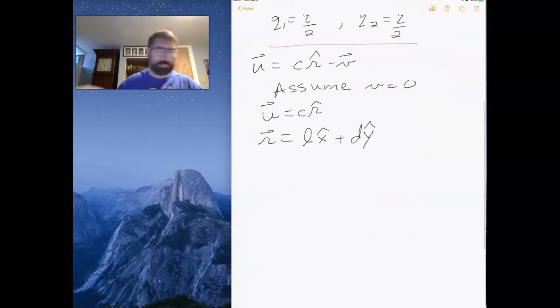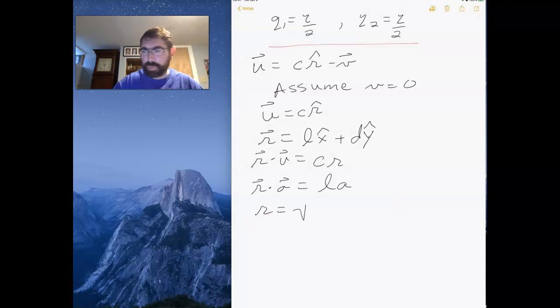Okay, that means R dot U is going to be equal to cR, and R dot A is going to be equal to L times A, and R is the square root of L squared plus D squared. So that's good. So now we're rewriting all of our equations in terms of R's, L's, and D's.